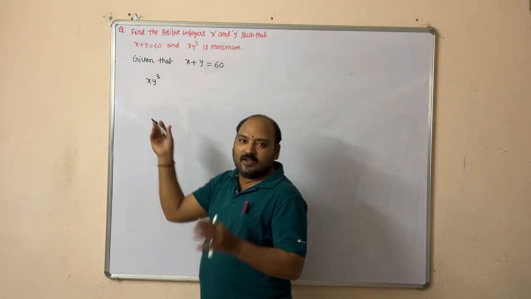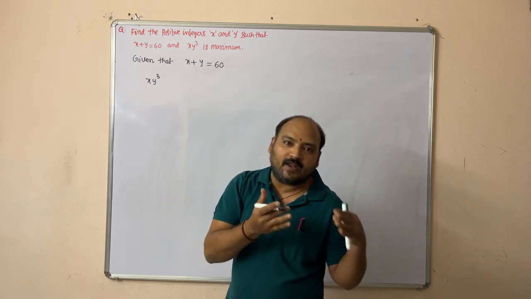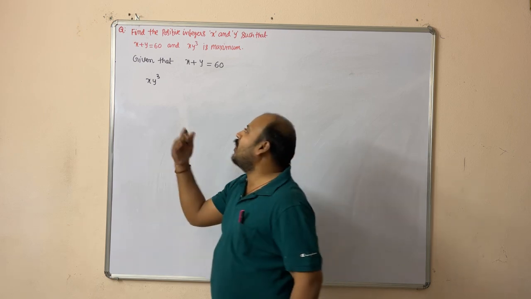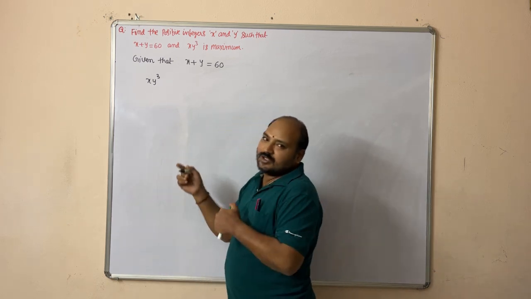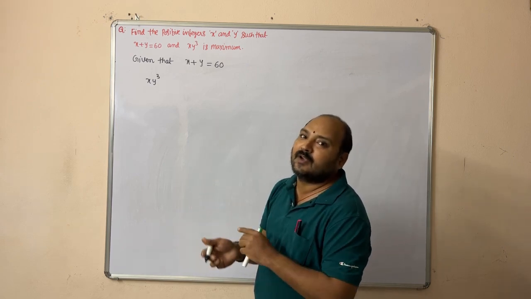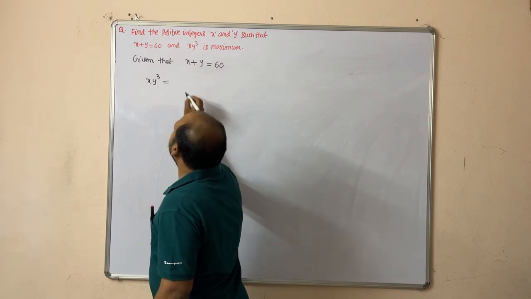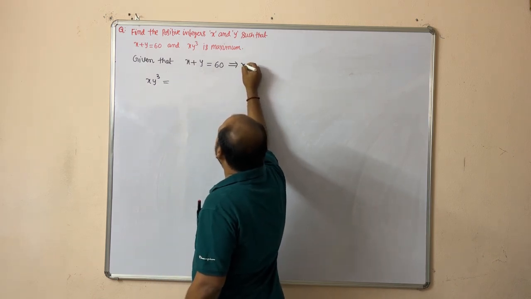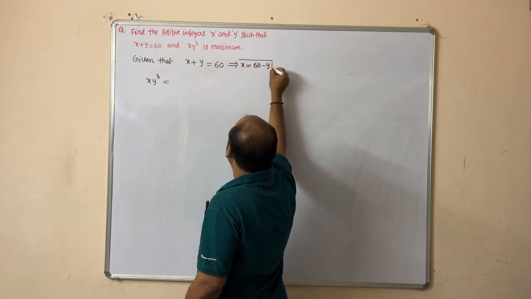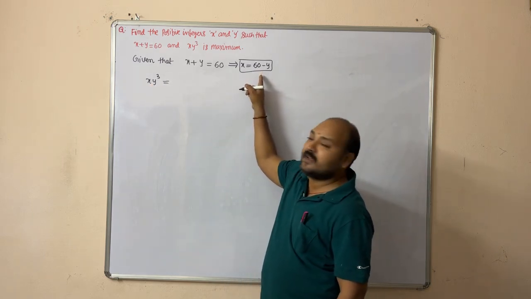The given function is in terms of x and y. We cannot write it as either f of x or f of y, so we are in a dilemma. In the previous questions I made y in terms of x. Now I am going to convert x in terms of y. From this, x is equal to 60 minus y. Wherever x is there, replace it with 60 minus y.